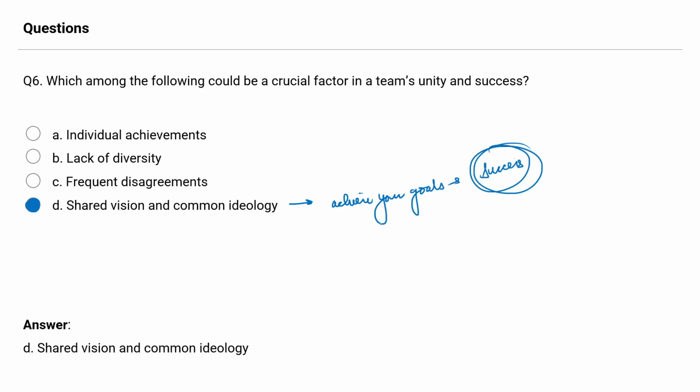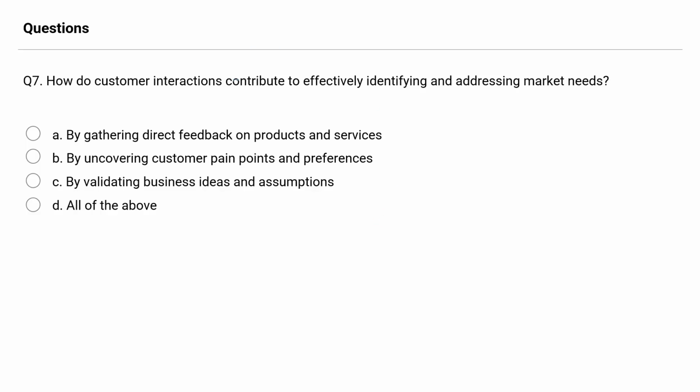Right. Let's go to the question number 7. How do customer interactions contribute to effectively identifying and addressing the market needs? By gathering indirect feedback on products and services. I'm sorry, by gathering direct feedback on products and services, by uncovering customer pain points and preferences, by validating the business ideas and assumptions, and all of the above. Okay. The question is, how do customer interactions contribute to effectively identifying and addressing market needs? Now, what do you mean by customer interaction?